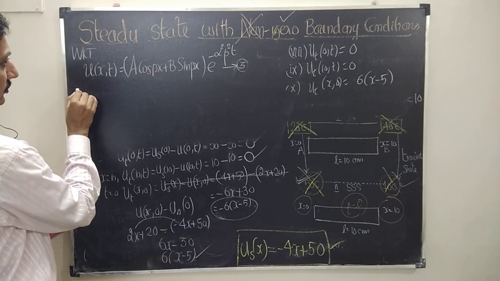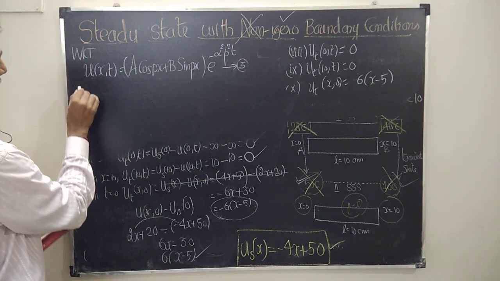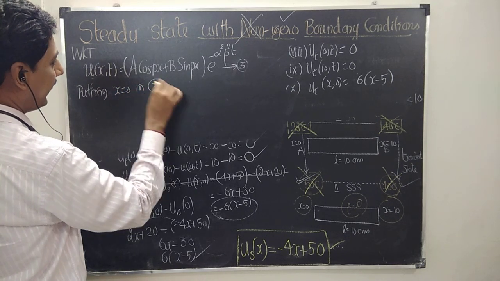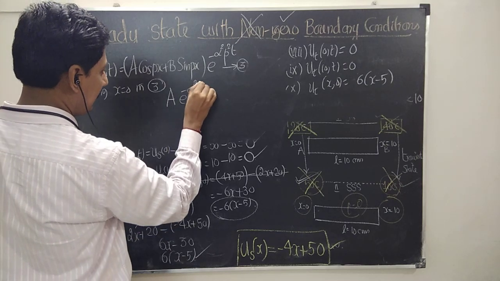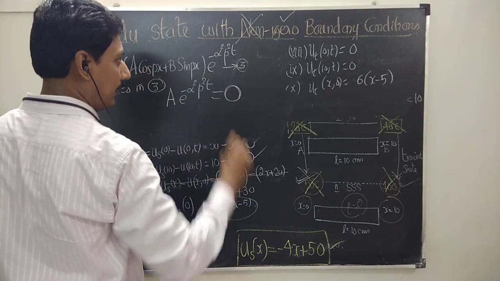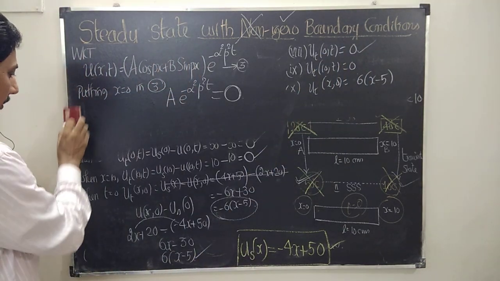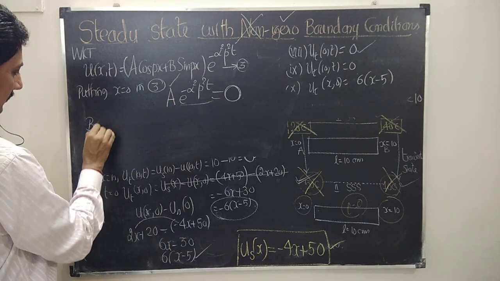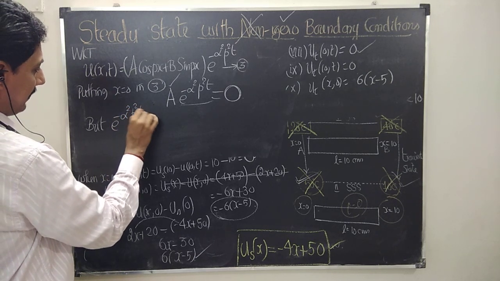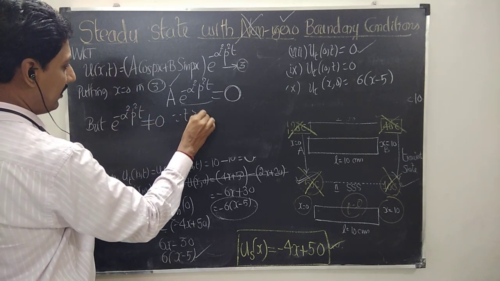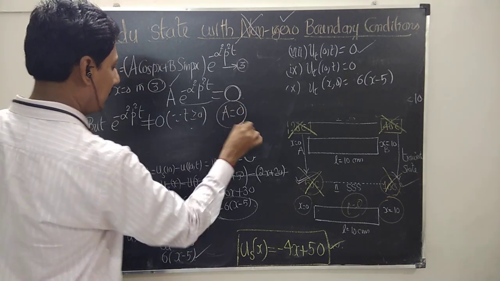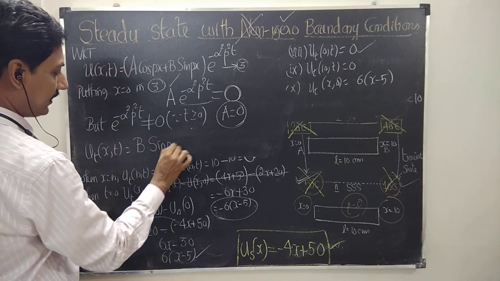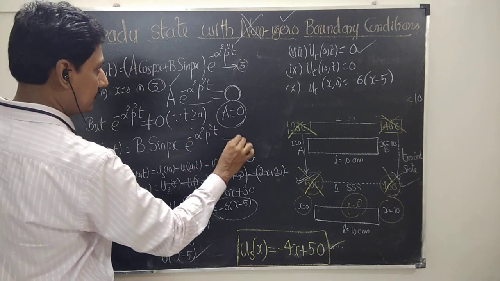So when I use condition number 8, by putting x equal to 0 in equation number 3, cos 0 is 1, sin 0 is 0, and we get a into e power minus alpha squared p squared t equal to 0. Now the end temperature is 0, so this comes under the zero boundary condition. So either a equal to 0 or e power minus alpha squared p squared t equal to 0. Since e power minus alpha squared p squared t is not 0, a equal to 0. So ut of x comma t is equal to b into sine px e to the power minus alpha squared p squared t. This is equation number 4.